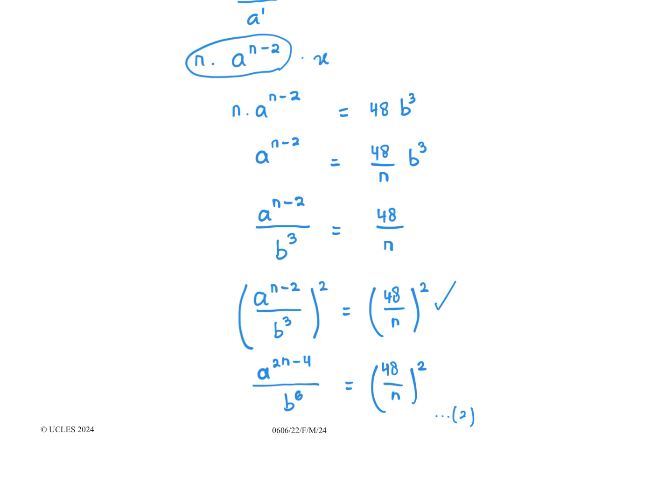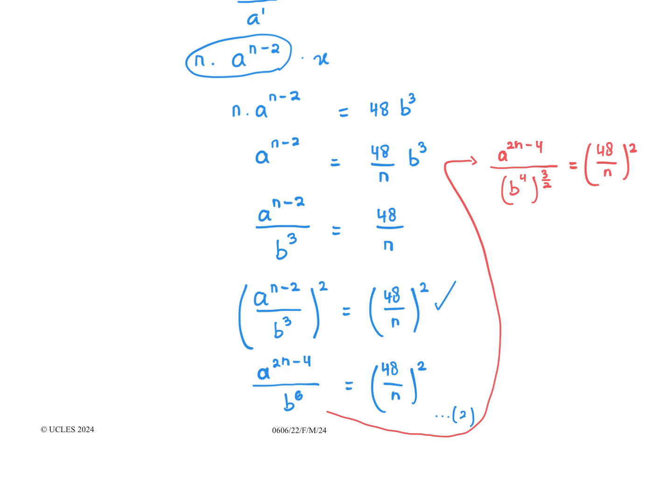Now I want to substitute from the first equation into the second equation. This is a to the powers of 2n minus 4 over b to the powers of 4 to the powers of 3 over 2. Why did I change into this? Any idea? Yes, because I want to substitute b to the powers of 4 from the first equation.